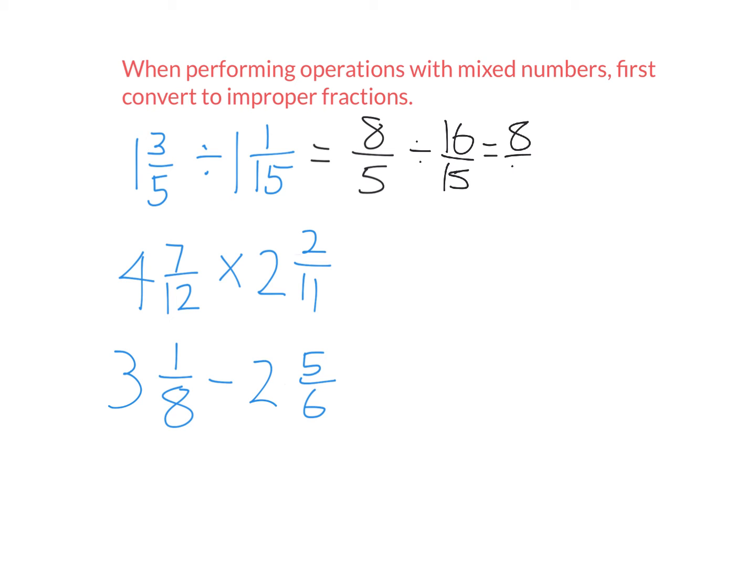I keep the first fraction the same, flip the second fraction, and make it a times. So when you have big numbers to multiply, like 15 and 16, you might want to look to cancel. You can cancel anything on the top with anything on the bottom. So 8 goes into itself once and goes into 16 twice. 5 goes into itself once and 15 3 times. So I'm left with 1 times 3 over 1 times 2.